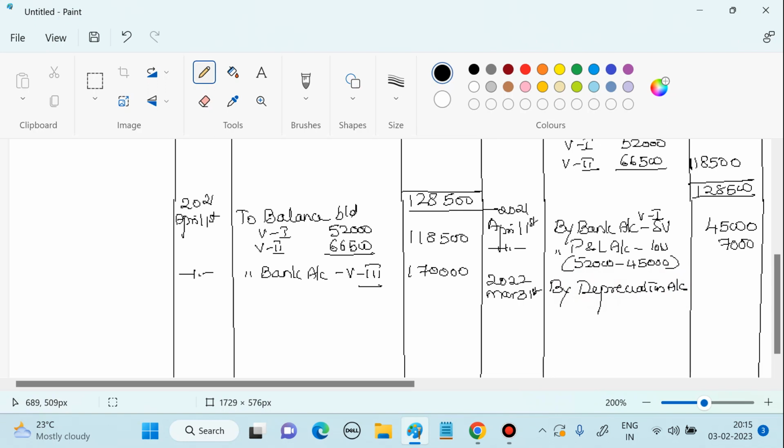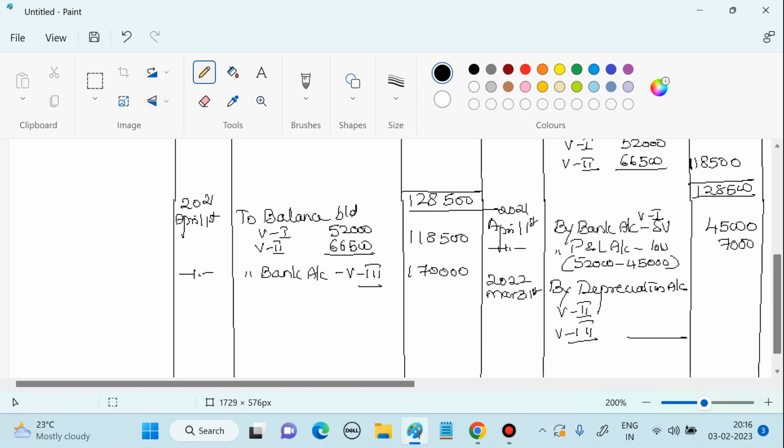Will we provide on van 1? Only 2 and 3. Correct. Why not on 1? Ma'am, we sold it. Correct. Very good. It is sold off. It's no more your asset. So have that clarity and remember you have to provide on van 2 and 3.